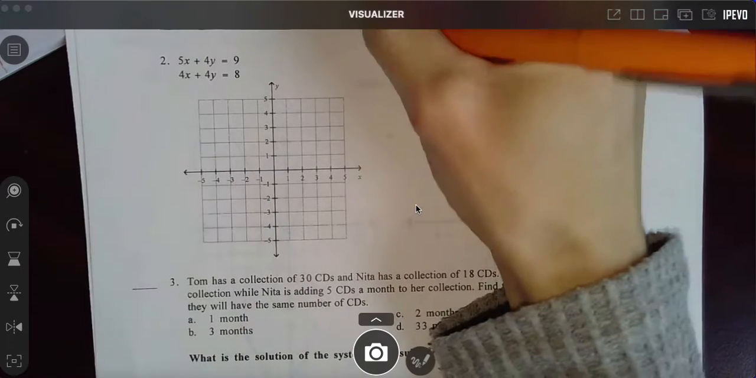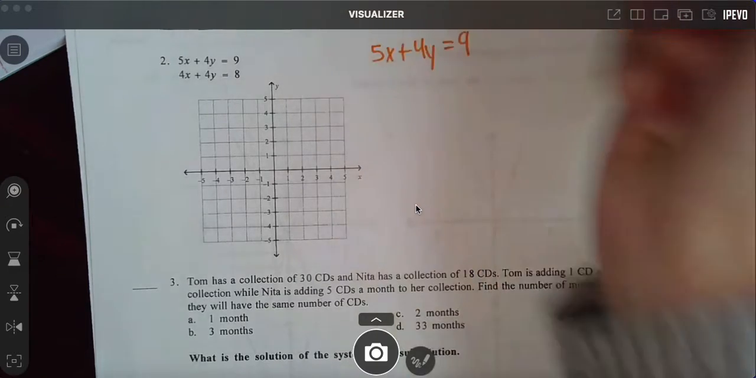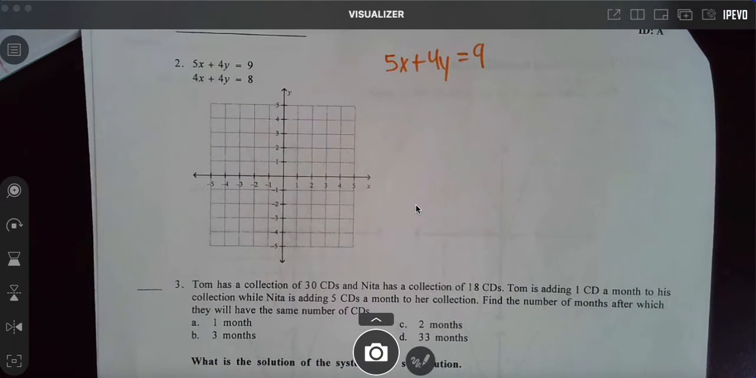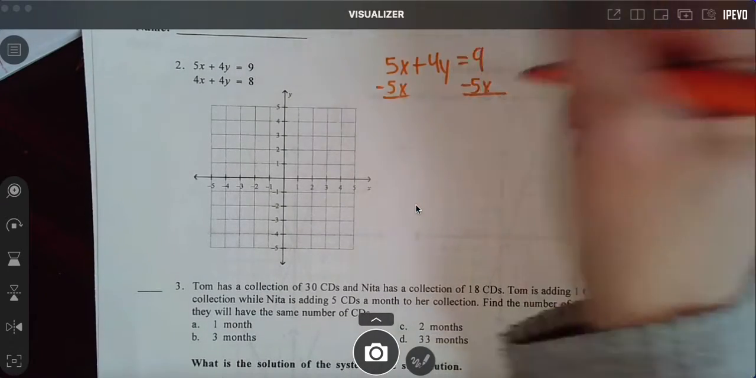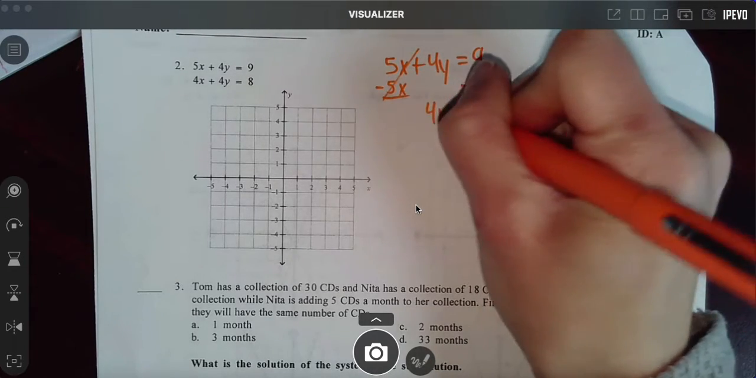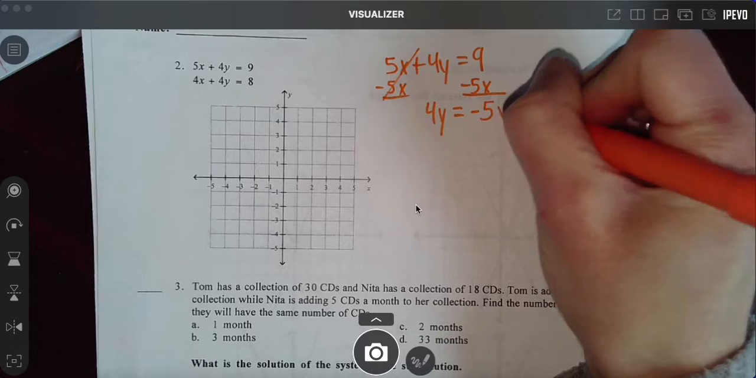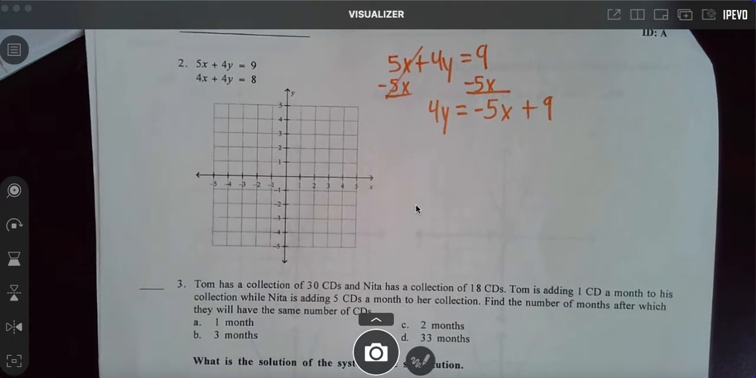So 5x plus 4y equals 9. What am I going to move first? My 5x. So I will subtract it over. And now I'm just going to write everything in order. So I have 4y. My 5x is negative, and my 9 was positive. So that's why I'm going to write them like that.